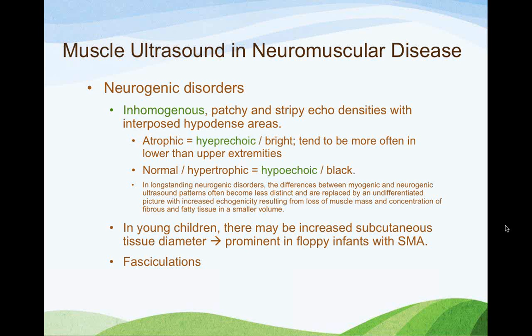Now, oftentimes the areas that are more affected also look a little atrophic, and the areas that are healthier look a little bit hypertrophic, and that actually correlates with the mechanism of disease, where you have a bunch of motor neurons that are left over and are healthy, taking over the job of the motor neurons that have died and kind of making the most out of that muscle tissue that's left behind. In young children, there also might be another thing that you can see with motor neuron disease, which is an increase in subcutaneous tissue diameter. And you might actually see fasciculations as well.